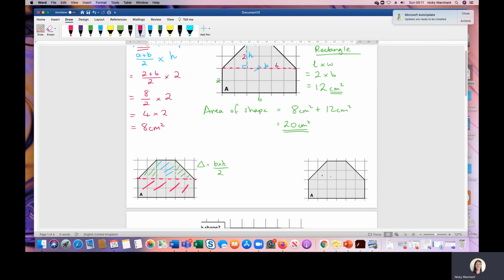The other way, absolute safety blankets, this is a last resort, is to count your full squares. 1, 2, 3, 4, 5, 6. And we know there's 12 here, so we've got these ones here as well. Or we could do the rectangle. So you've got 12, 13, 14, 15, 16, 17. You've got 18 full squares.